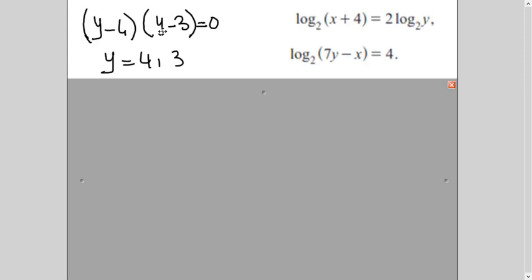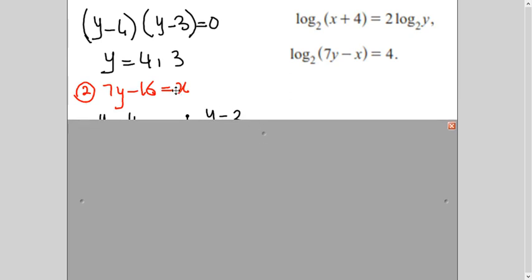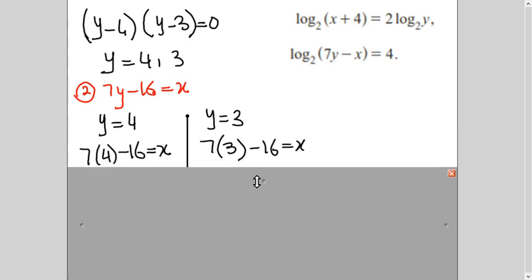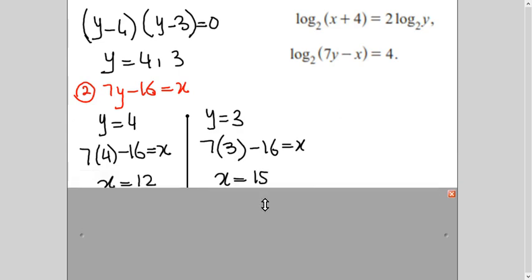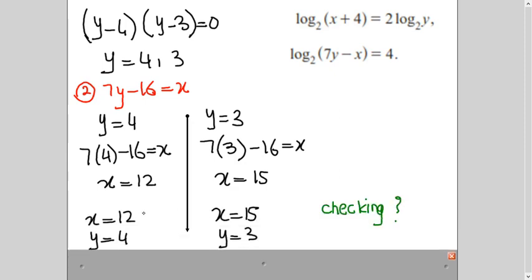From this factorization, you got the values of y, and now you have to find the values of x. You can use either equation. I'm using this one. I will plug in the values of y here and get the values of x. Slowly I'm showing it to you: when y is 4, what x will be, and when y is 3, what x will be. At the end, I got x is 12 when y is 4, and x is 15 when y is 3. Now, why did I write checking here?